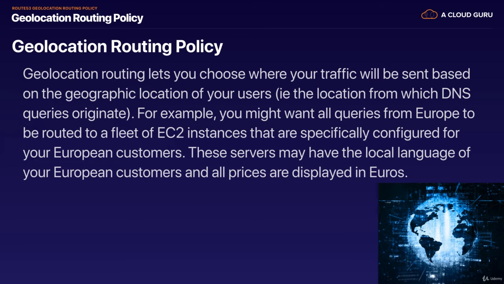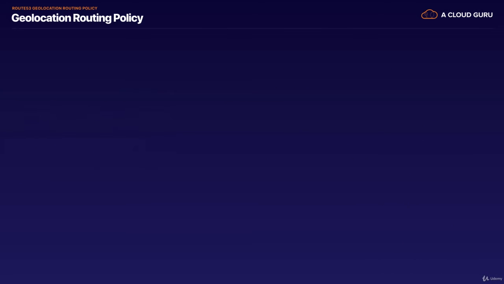So geolocation routing policies let you choose where your traffic will be sent based on the geographical location of your users, i.e. the location from which the DNS queries originate. For example, you might want all queries from Europe to be routed to a fleet of EC2 instances that are specifically configured for your European customers. So these might be little web servers that are using the euro symbol rather than the US dollar symbol, for example. And these servers might also have the local language of your European customers and all prices displayed in euros, etc., etc. Let's have a look at how this works.